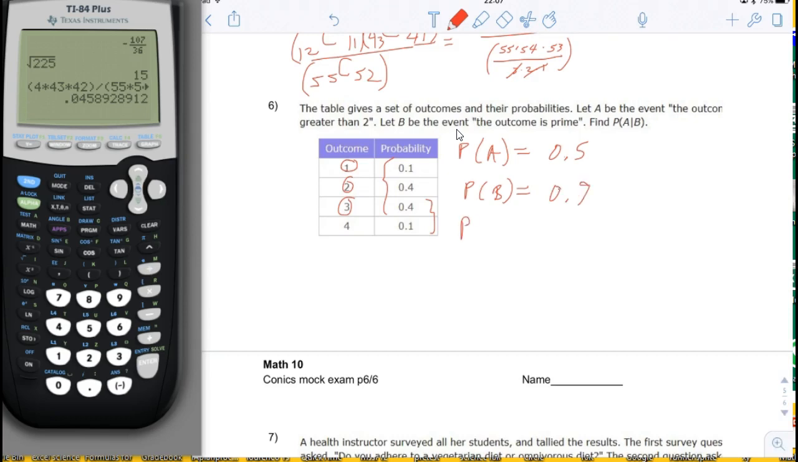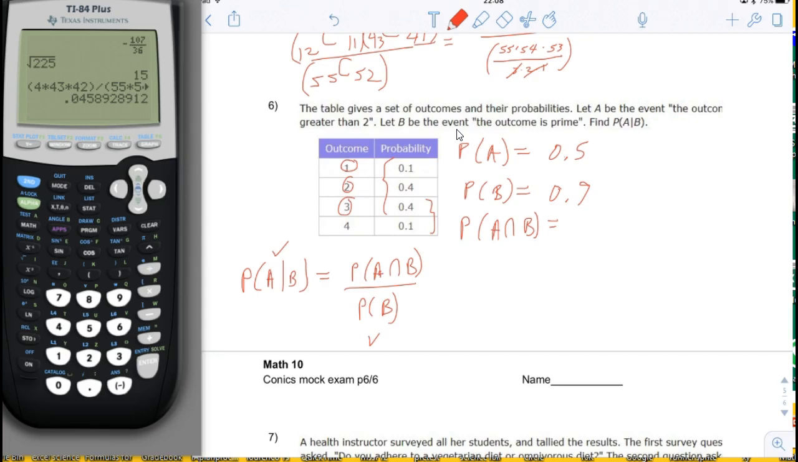What about the probability that A and B happen? And why am I figuring that out? Because there's a formula which says that the probability of A given B is equal to the probability of A intersect B divided by the probability of B. So we know this, we know this. Now we just need to figure out A intersect B.